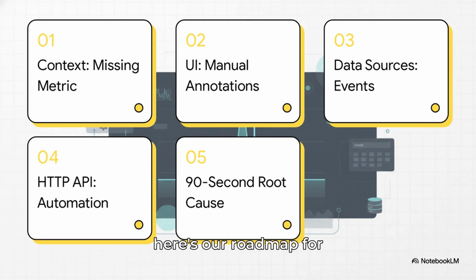So here's our roadmap for solving this mystery together. 1. Context, the missing metric. 2. UI, adding manual annotations. 3. Data sources, querying events. 4. HTTP API, automating context. And 5. Scenario, 90-second root cause.